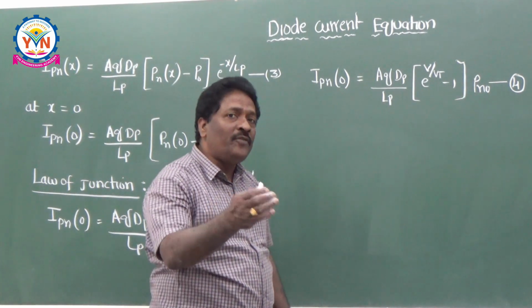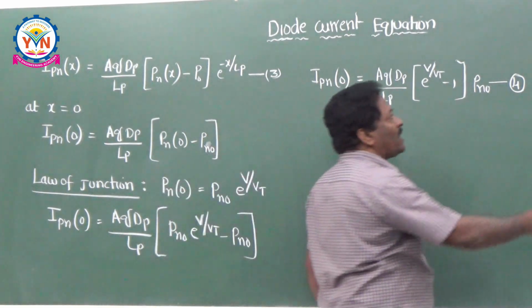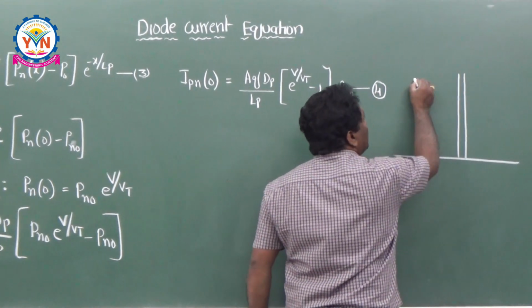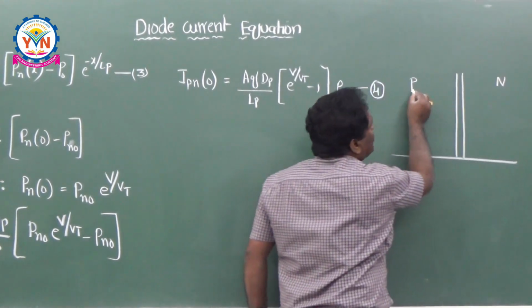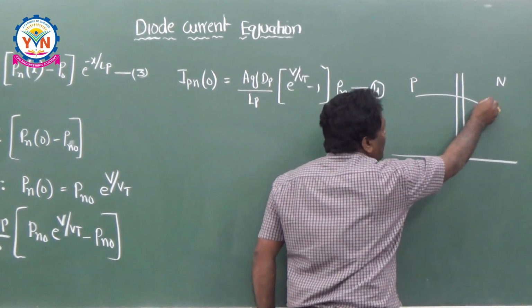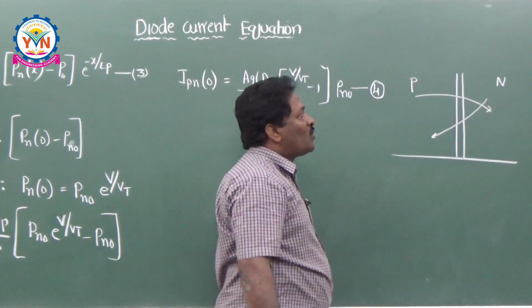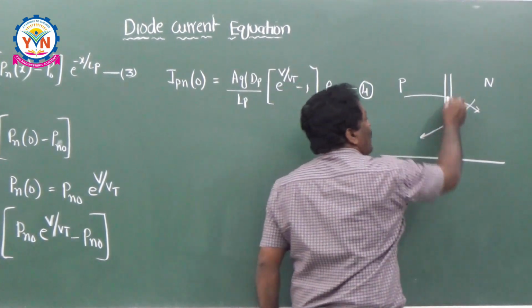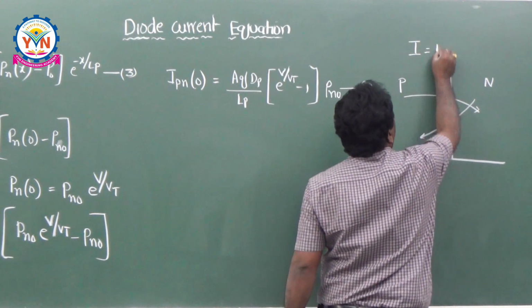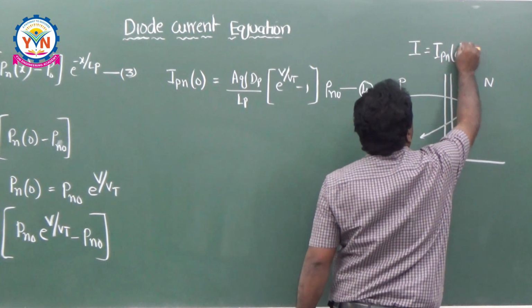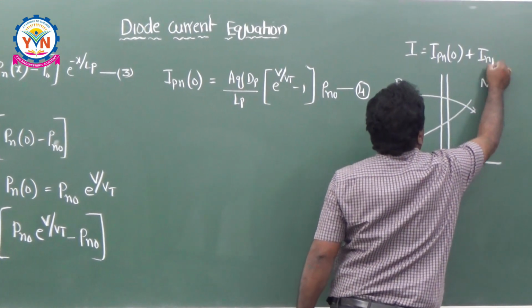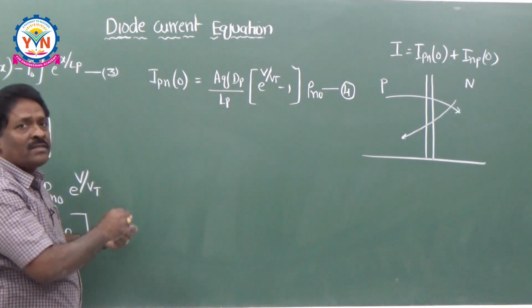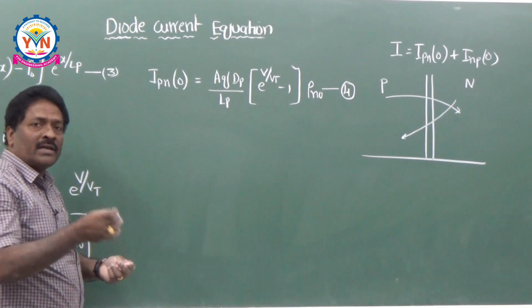Similarly, there will be a diffusion of electrons on the other side also, because I already told you, if you are taking a diode like this, this is the junction, and this is P type, and this is N type. Holes are diffusing from P to N. Similarly, electrons are also diffusing from N to P. So I would like to write the expression for the diffusion current from N to P also, because if I want the total current, I is equal to IPn of 0 plus InP of 0. I have got the expression IPn of 0. How to get the InP of 0? Simple, you have to reverse the notation here.